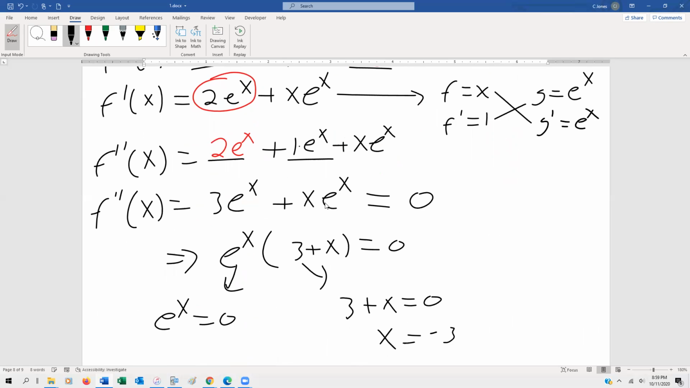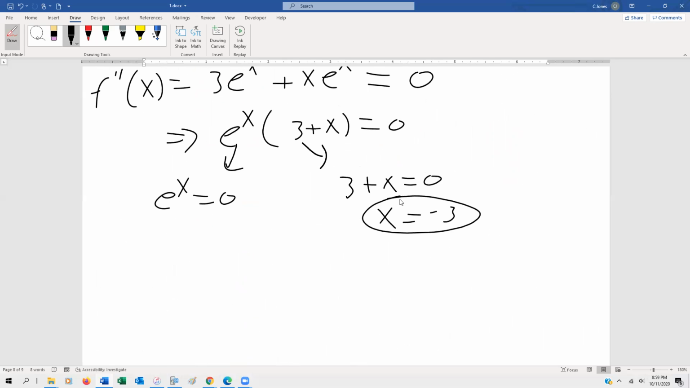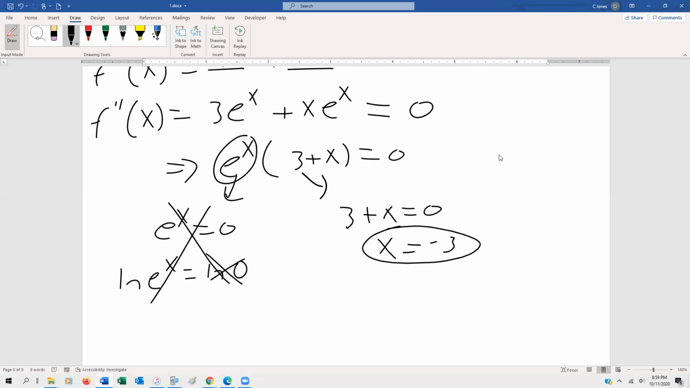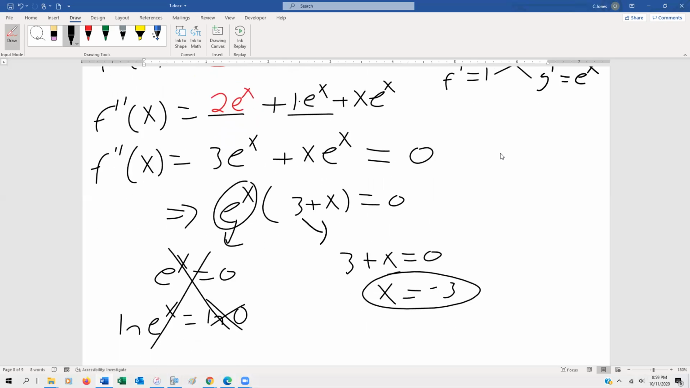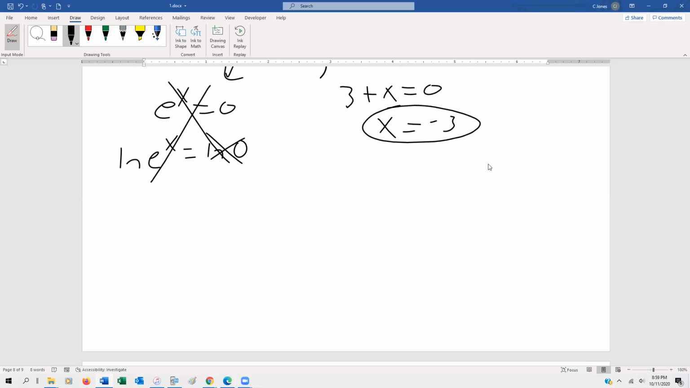The second of the two equations is easy to solve: x is equal to -3. To solve the first, we're going to take the natural log of both sides. But as we've seen a lot of times, the natural log of 0 is not defined. That means this entire factor contributes nothing to the solution of the second derivative critical points. So the only critical value is going to be this -3. Right here, this is our inflection point.